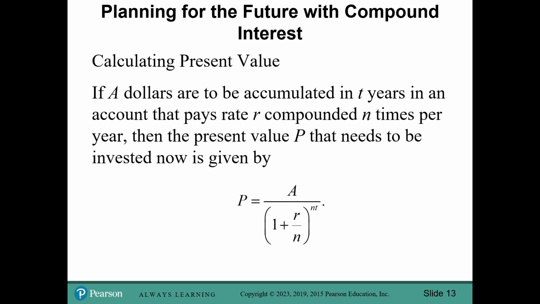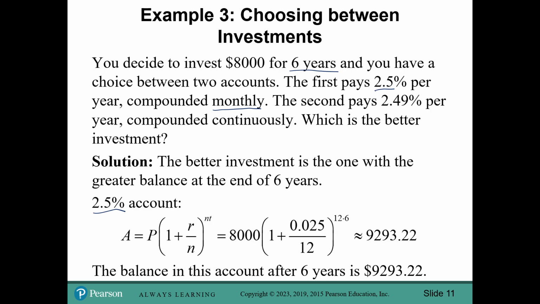All right, let's look at calculating present value. If A dollars are to be accumulated in T years in an account that pays rate R compounded N times per year, then the present value P that needs to be invested now is given by P equals A over 1 plus R over N raised to the NT. Now that is just a back solve for P from the original equation we had.